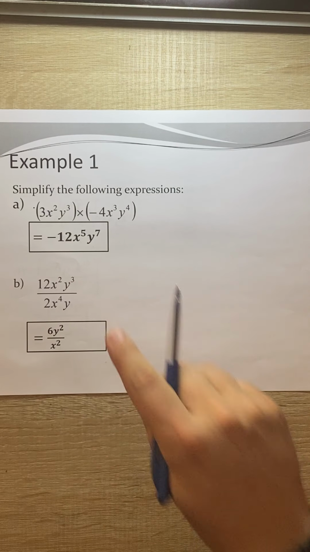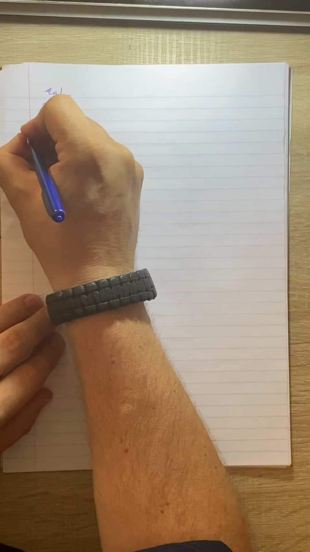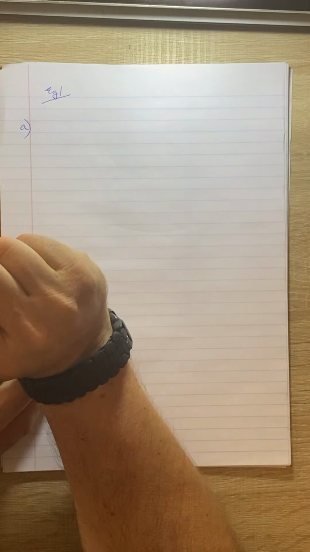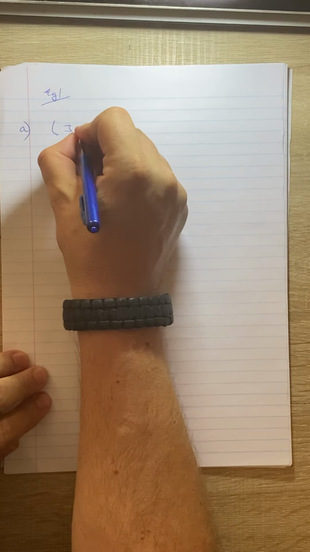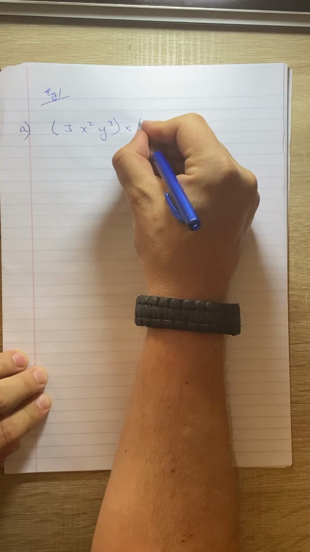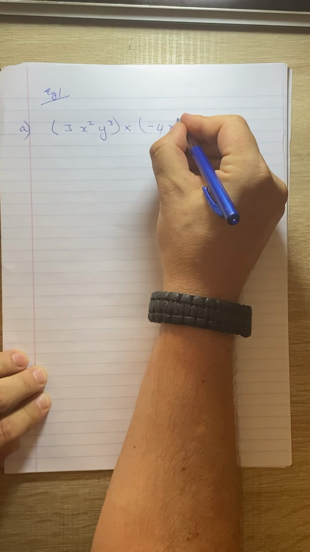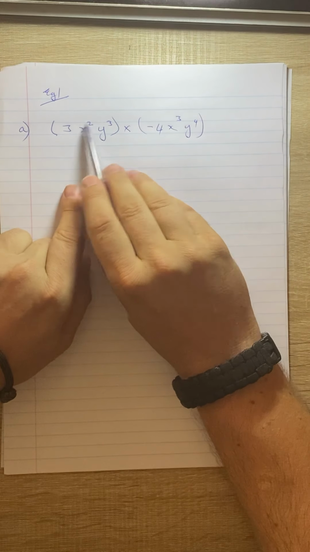Then just some examples here. I'm going to do these examples with you on some folio paper, and you can just copy down in your books as we go along. So example 1a. The question is, simplify the following expressions. We've got 3x squared y cubed multiplied by minus 4x cubed y 4. So we're multiplying this bracket with this bracket.